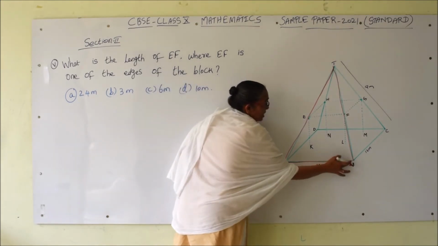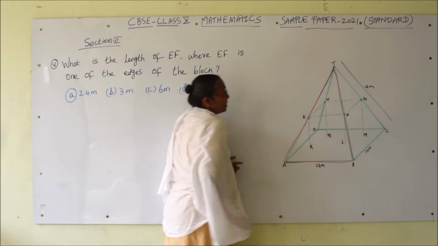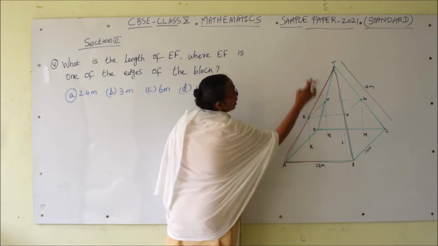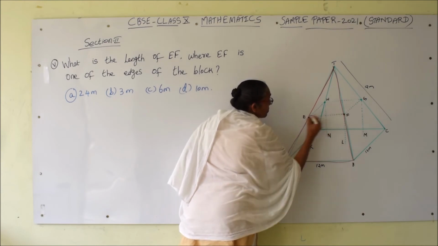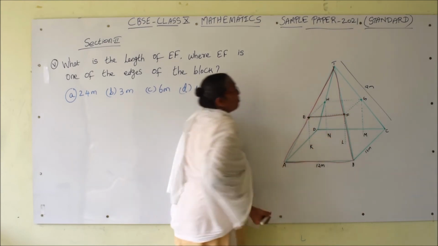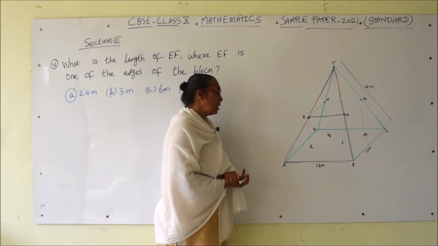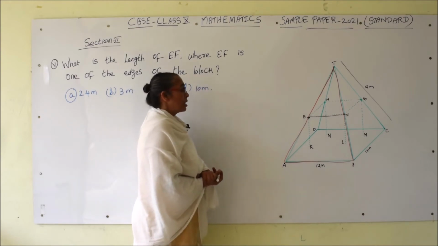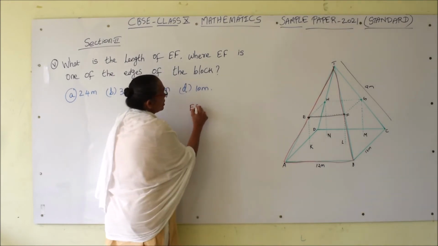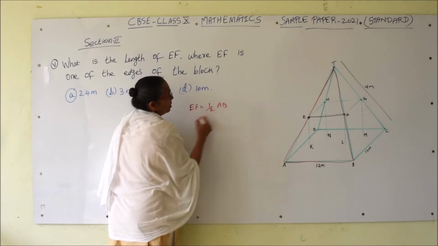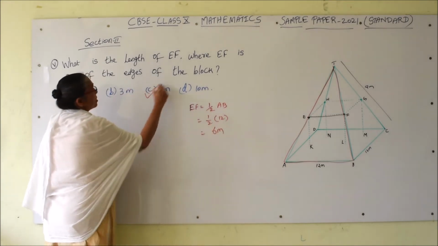Now, each edge is given as 12 meters. Even this is 12 meters, this is 12 meters, all the edges are 12 meters. If you consider only triangle ABT and EF for the midpoints, by the midpoint theorem, the line segment joining the midpoints of two sides of a triangle is half of its third side. So, your EF length is equal to half of AB, which is half of 12, that is 6 meters. So, option C.